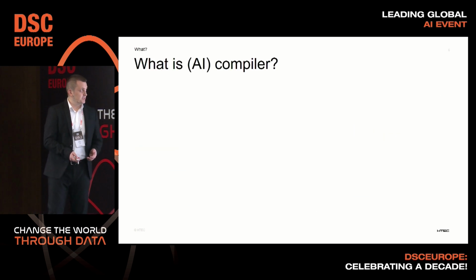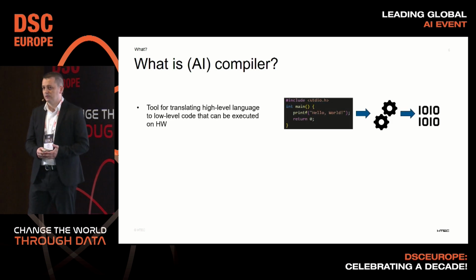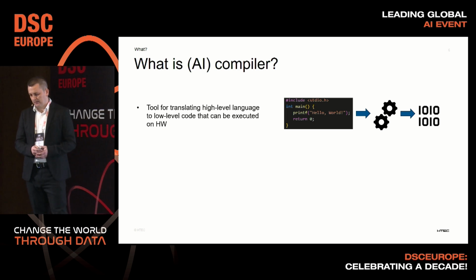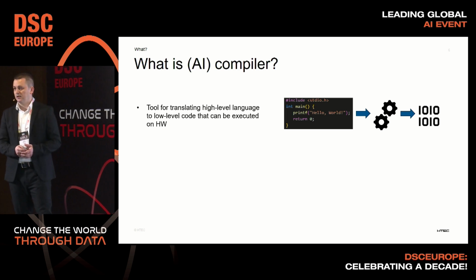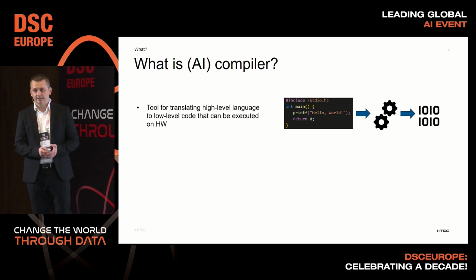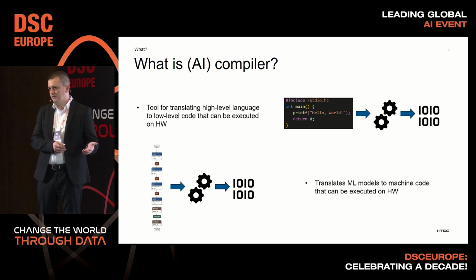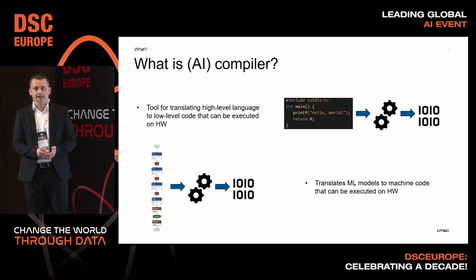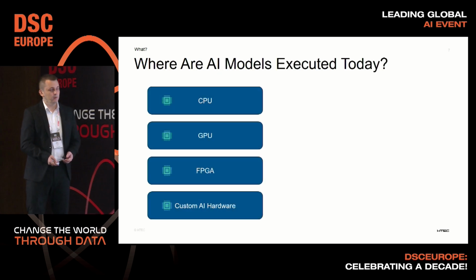And now, what is a compiler? A high-level definition could be that a compiler is a tool that translates a high-level language into low-level code that can be executed on hardware. Here we have an example, a hello world written in C, we have the compiler, and we get a binary file at the end. With an ML compiler, we have pretty much the same thing. Now, the input is a model that you create in one of the ML frameworks, and the goal of the compiler is to produce a binary file.